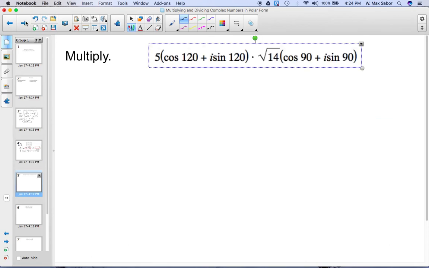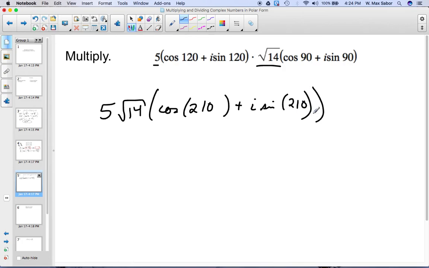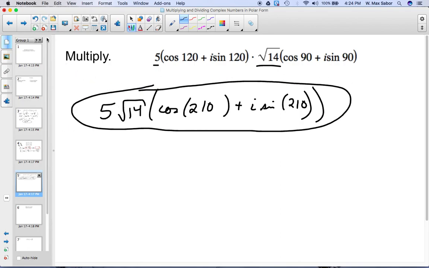How do we do this? Well, this is like the previous ones, except this is in degrees, not radians. So we'll still multiply these. 5 squared is 14. And now we will add the angles. 120 plus 90 is 210. And depending on what form you're looking for your answer in, you might continue further. For now, I'll just say that this is acceptable.